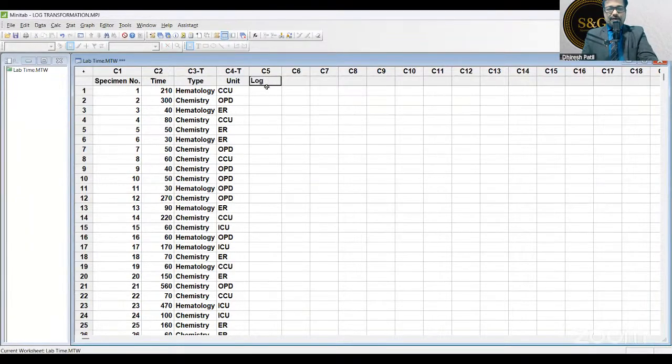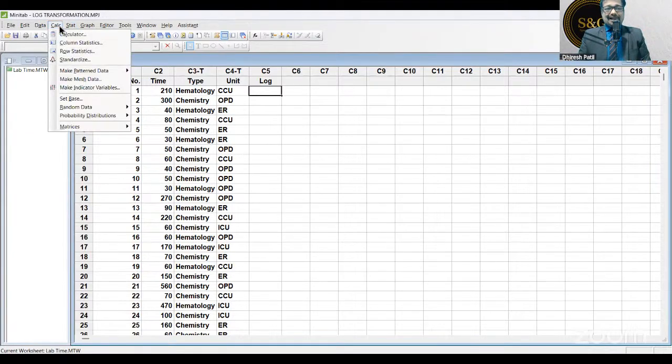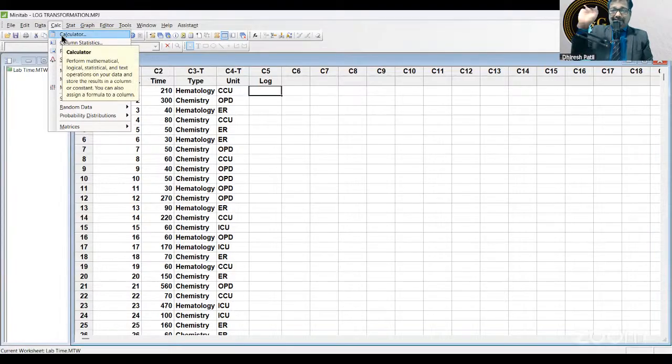C5 ko you can name log as well. Okay, log, you can just put a name log. And what do we do here? Just try to understand. This is the most important step. You can write down the step. First click on calc, and in the calc the first option is calculator. So calc, first step is calculator. Just click on calculator.